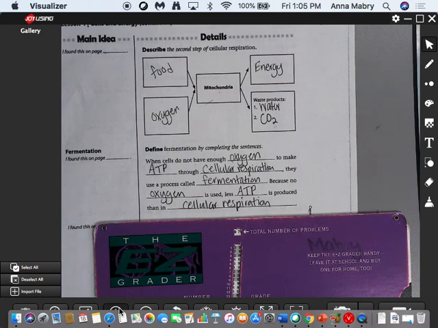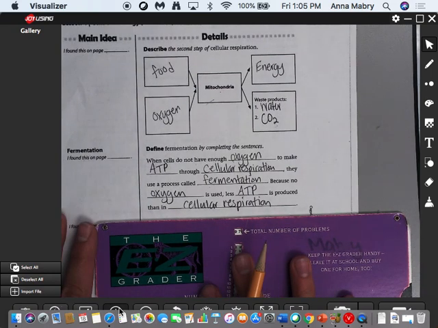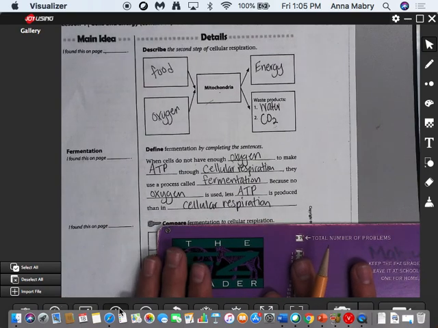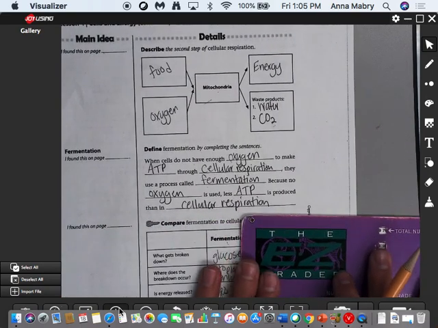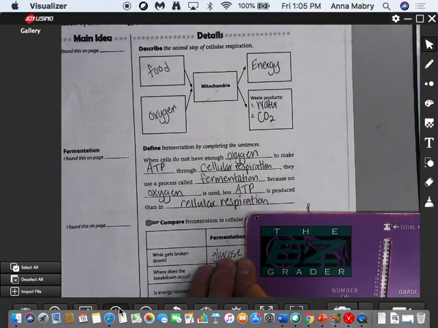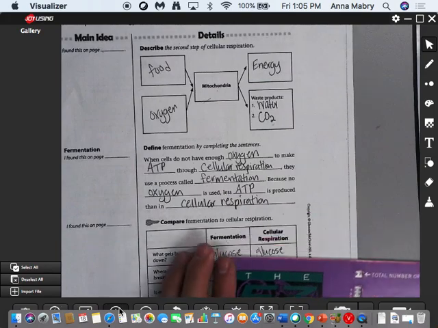Mary Catherine. I can't hear you. What's broken down, Ann Revere? So Benson said that glucose is broken down in fermentation. What else is being broken down? It's the same thing that's being broken down in cellular respiration. Both of these are breaking down glucose.